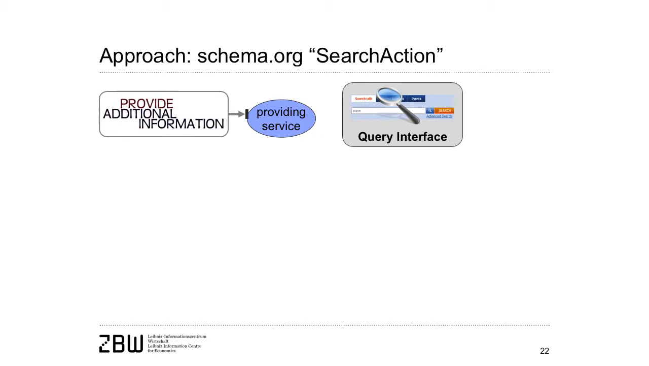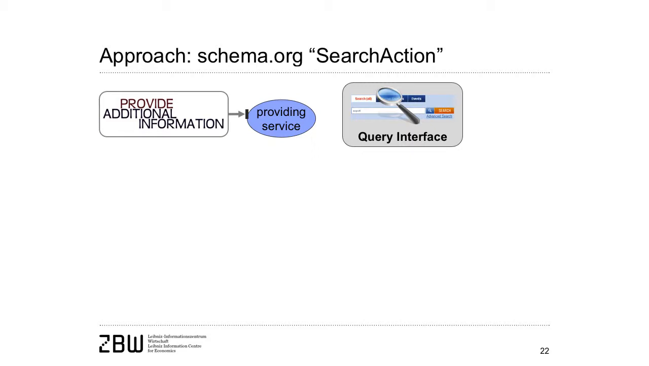Many of you might know schema.org. That is a semantic vocabulary. And since 2014, schema.org offers search actions, and that helps. We use these search actions to semantically describe the query interface.